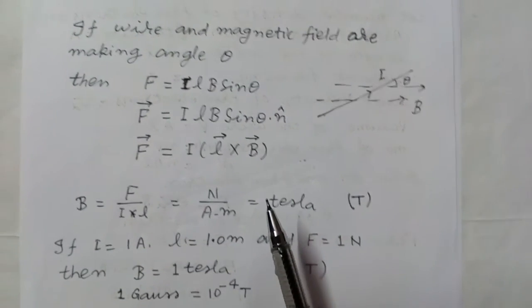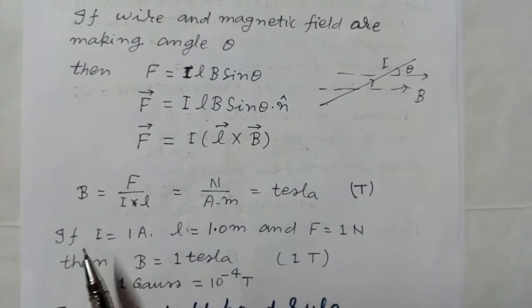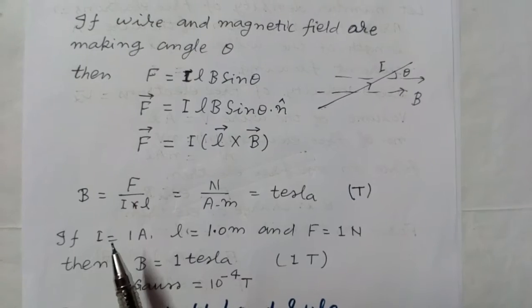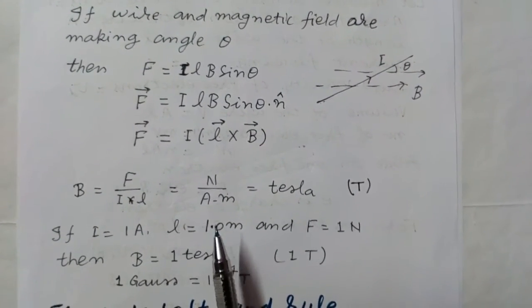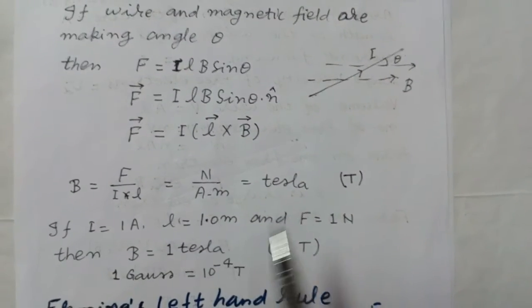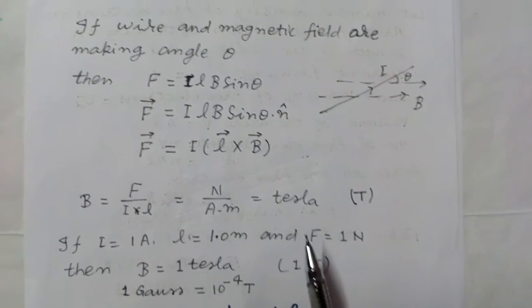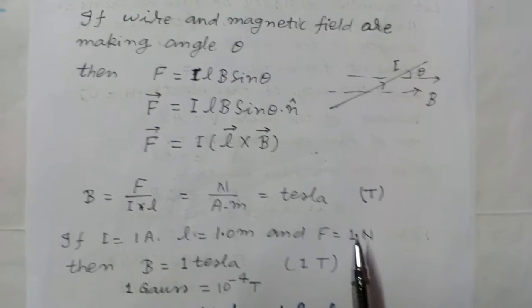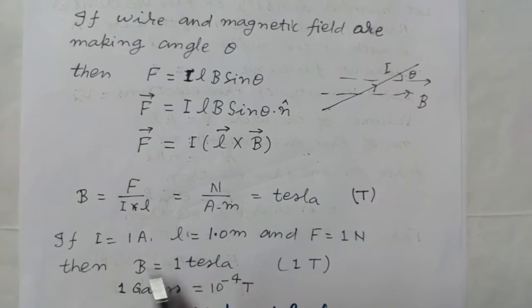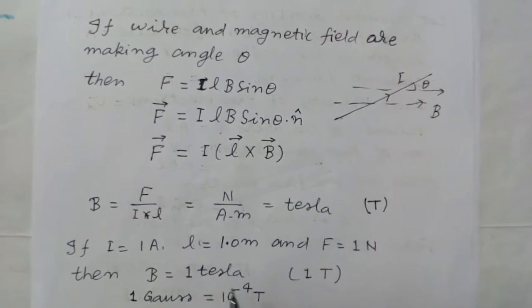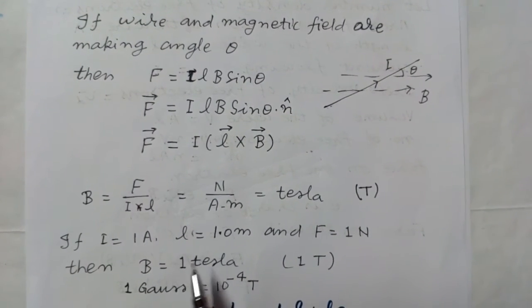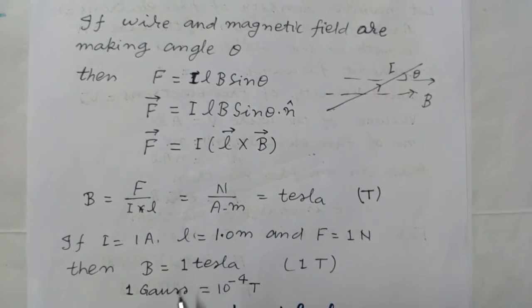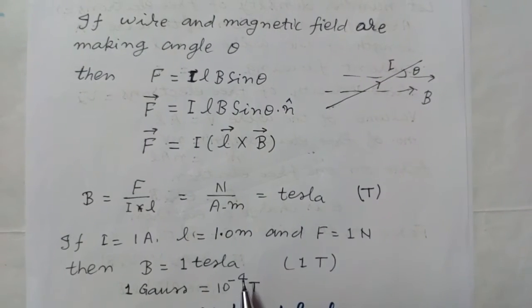अब यहाँ से हम 1 टेस्ला को भी डिफाइन कर सकते हैं. सपोज करंट फ्लोइंग थ्रू दी वायर इज 1 एम्पियर एंड लेंथ ऑफ द वायर विच इज इनसाइड द मैग्नेटिक फील्ड इज 1 मीटर. Now if this wire experiences a force of 1 Newton, then we say that magnetic field is 1 Tesla. अब ये 1 टेस्ला मैग्नेटिक फील्ड की बहुत लार्ज यूनिट है, तो इसकी स्मॉलर यूनिट गॉस है. 1 गॉस इज इक्वल टू 10⁻⁴ टेस्ला.